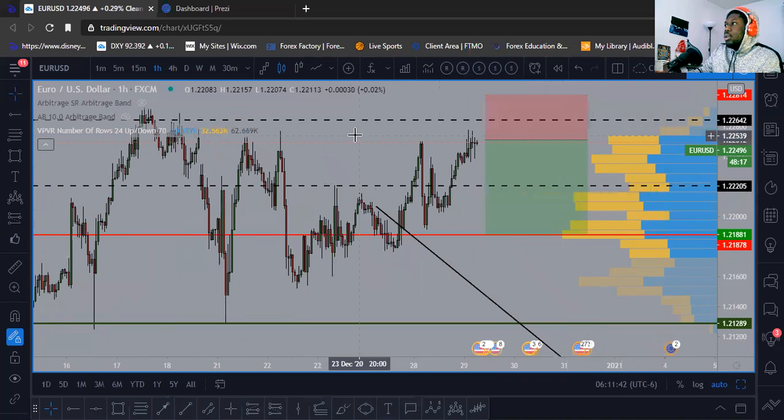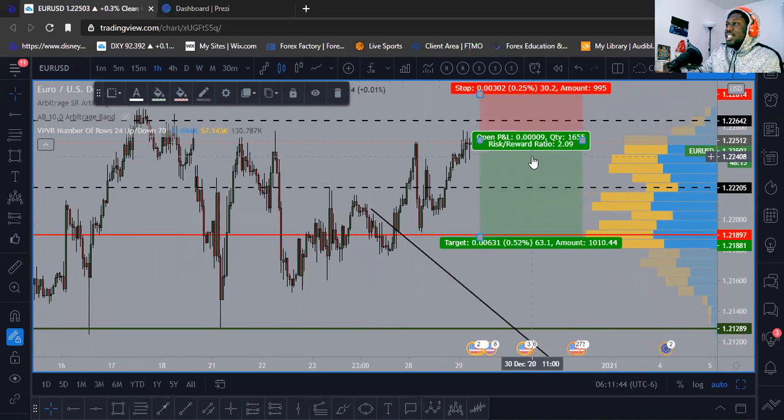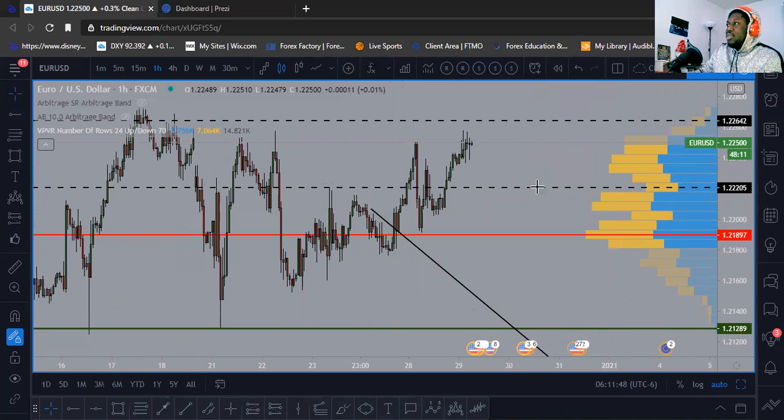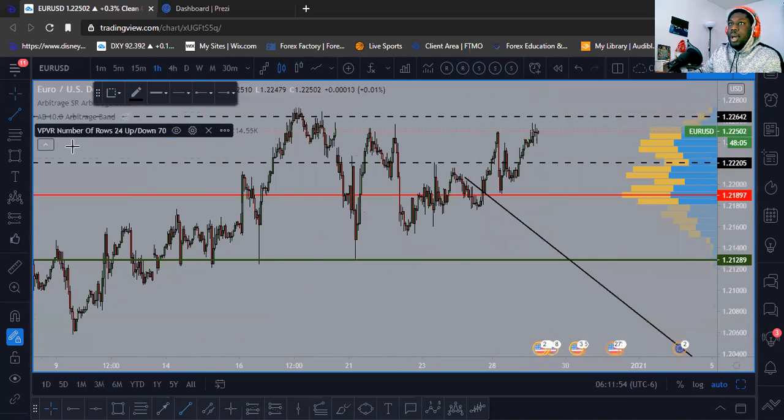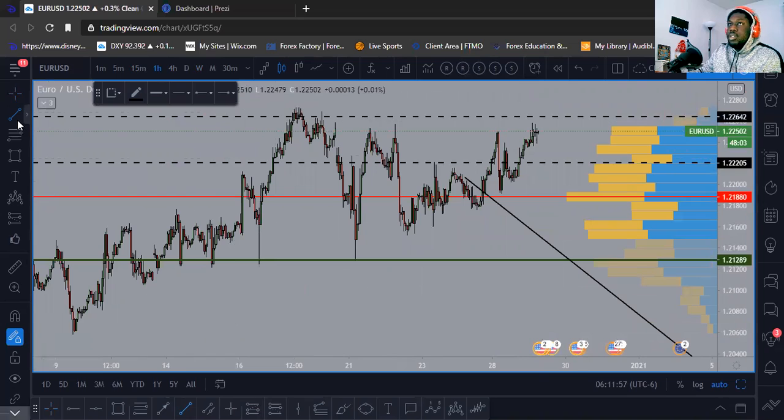It's not terrible, but I would rather, like I said, see price go up to 1.2500 rather than try to sell it from right here. There's really nothing here that's telling me that this wants to sell. It's like all buys right now. Let me go out to this point of control.